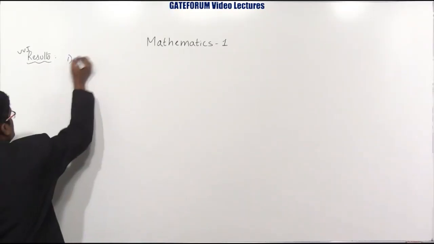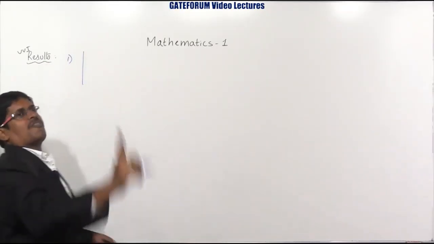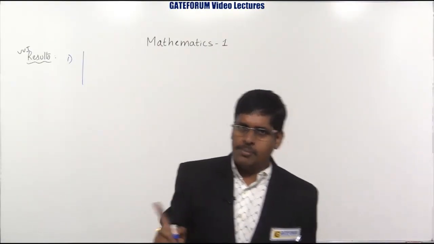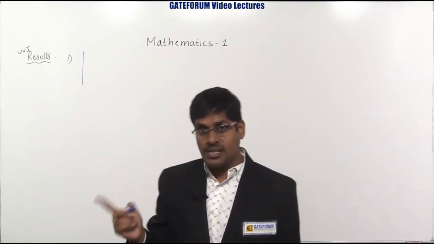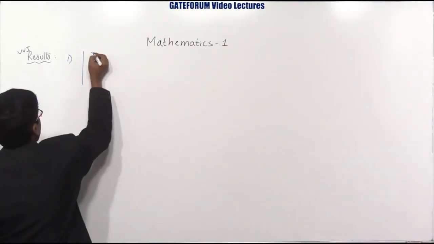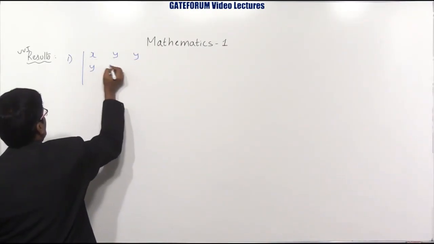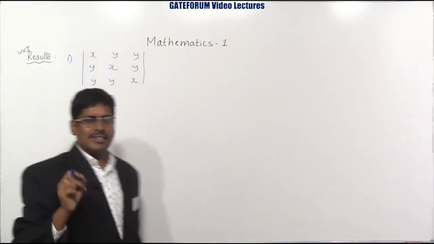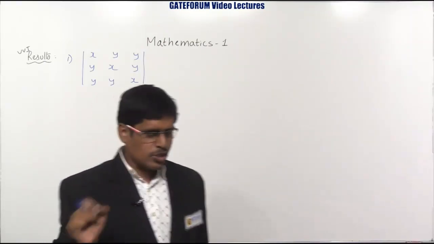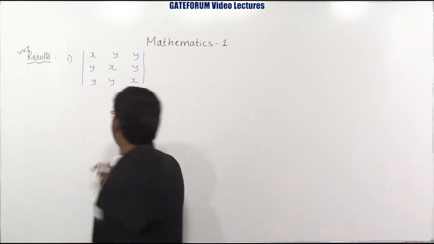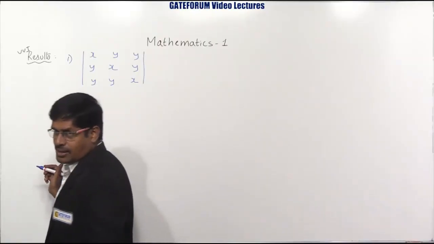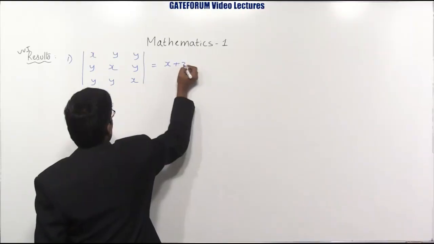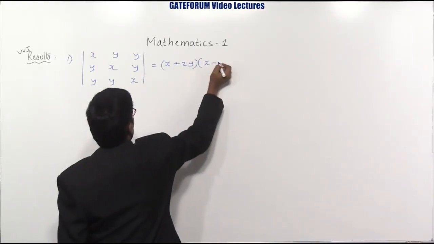The first one is, when you have in a determinant two types of elements only, all diagonal elements are the same, and all non-diagonal elements are also the same, but a different element. Let us say x, y, y, y, x, y, y, y, x. Here all diagonal elements are some x, and all non-diagonal elements are a different element y. So only two elements: one is diagonal elements, other is non-diagonal elements. Answer for this, without using the previous procedures, is just x plus 2y into x minus y whole square.